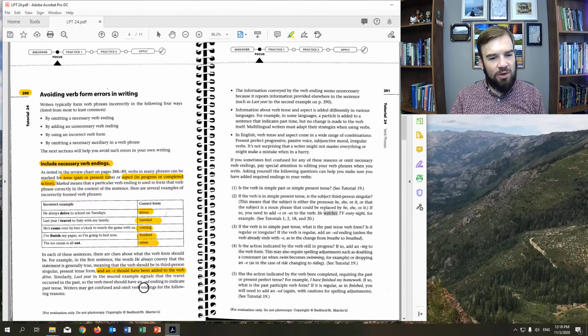Writers may get confused and omit verb endings for the following reasons. So why do we make mistakes when we make them? First, on page 391, the information conveyed by the verb ending seems unnecessary because it repeats information provided elsewhere in the sentence, such as last year in the second example on 390. And for speakers of different languages around the world, this could be a particular challenge because in many languages, you don't have to mark the verb for past tense if you have a time word in the sentence like yesterday, right? In many languages, you could say yesterday walk to store, right?